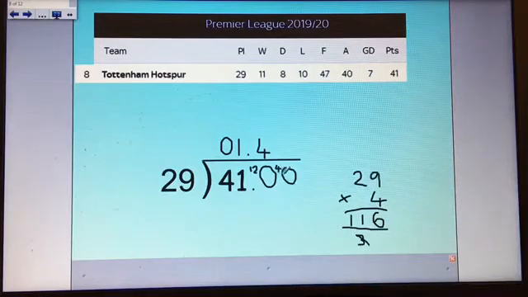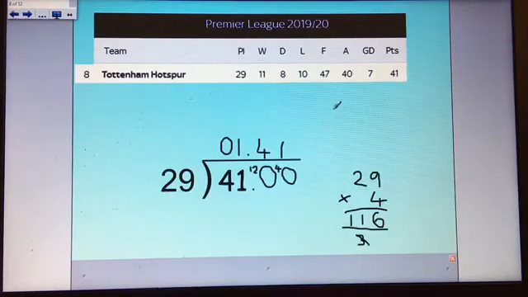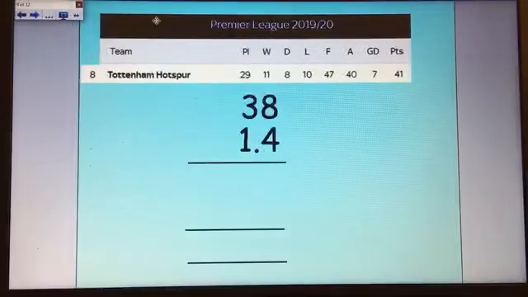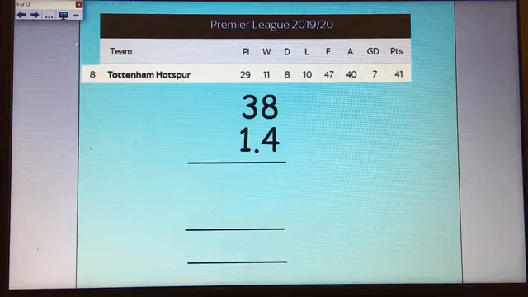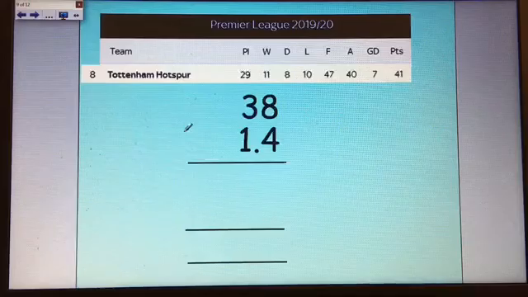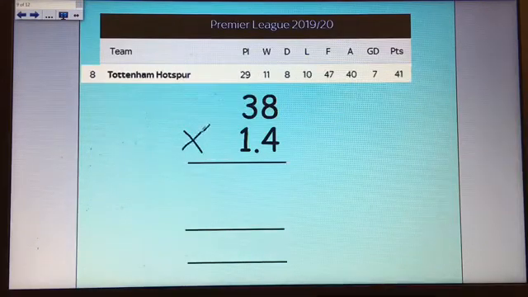Okay, 29 into 40 goes, pretty sure it just goes once. So 1.41, so to 1 decimal place, Tottenham score on average 1.4 points per game. Okay, so I'm now going to do my 1.4 multiplied by my 38. I'll just put a little times sign in there. It doesn't matter which way around you do it. You could do 38 times 1.4 or 1.4 times 38. You'll get exactly the same answer.